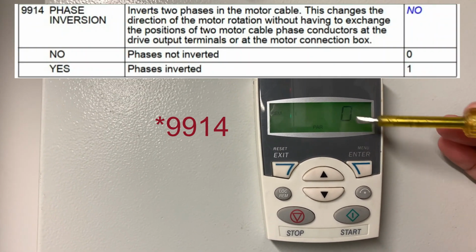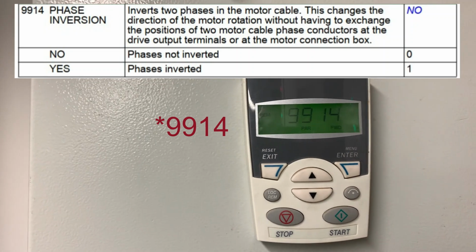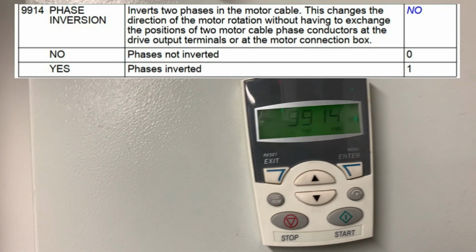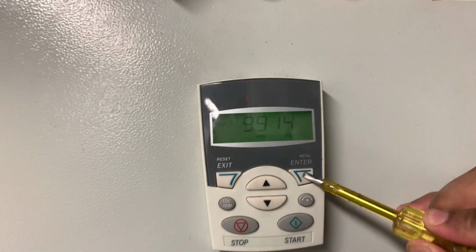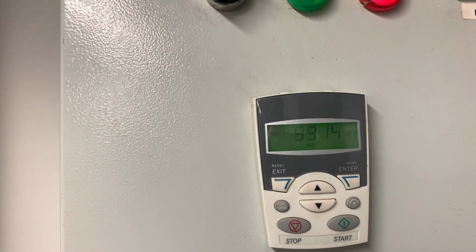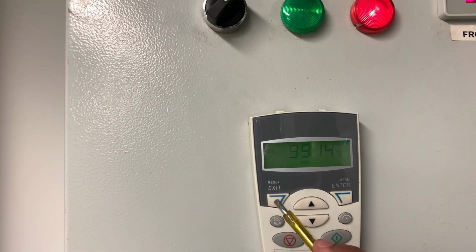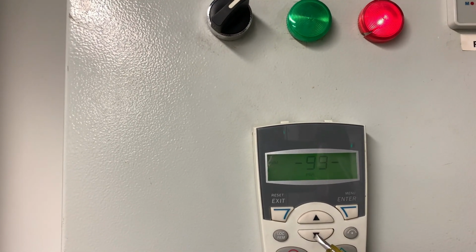9914 is the phase inversion. By default it's 0. When the motor runs in the reverse direction and you want to make it forward, just go to 9914 and make it 1. Your motor will then change direction without changing the cables. So this is parameter group 99.